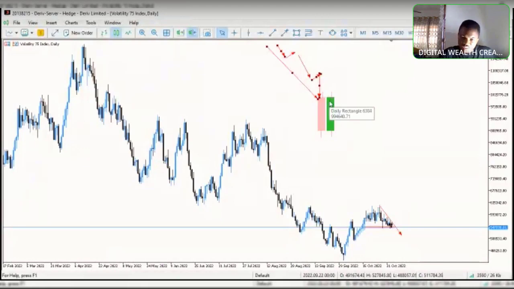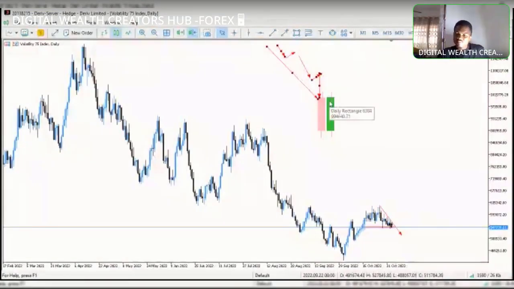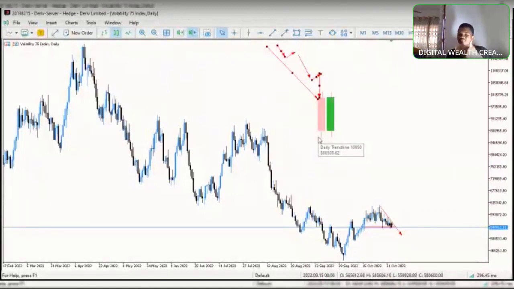Okay, because in most cases they are almost equal in length, right? So that's one thing you have to take note of. We call this a tweezer bottom because it is forming at the end of a downtrend. If you are moving from the top, you come down, so that's like a bottom. The market is reversing from the bottom, so that's how come we call it a tweezer bottom. So from there it can go up, right?